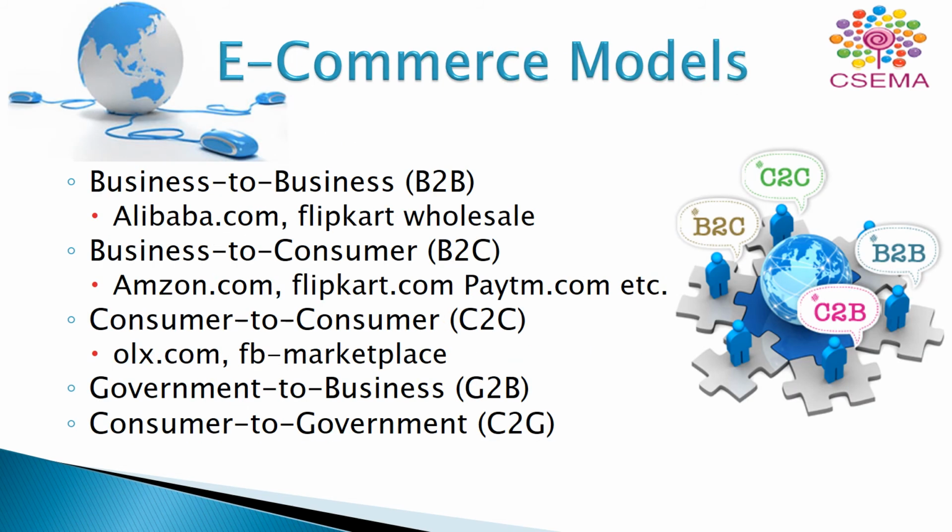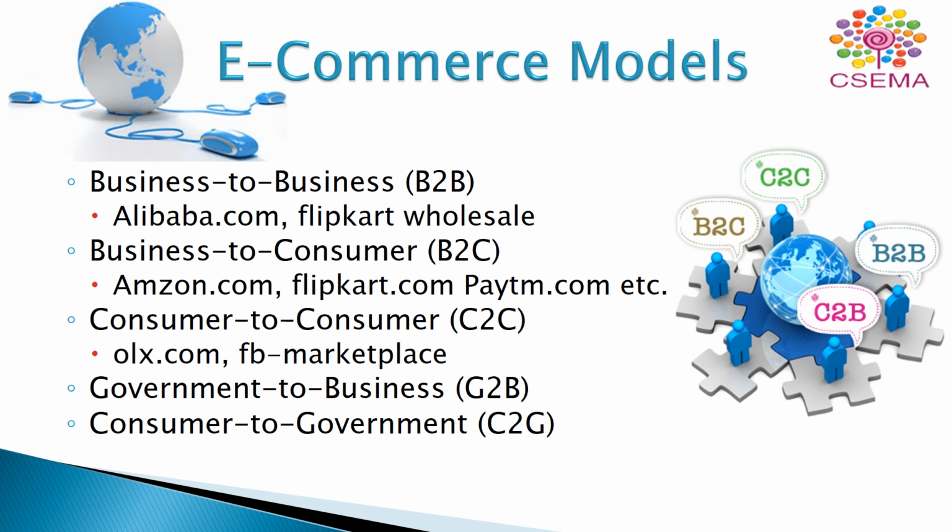And now the e-commerce models. As we know, e-commerce is classified by what kind of transaction it performs, or what kind of users or business parties are involved in the transactions. On the basis of this, we categorize e-commerce into 5 models. The first one is the business to business model. It is clear by name. In this model, two business parties interact with one another to share their products or services over the internet. The best examples of this B2B platform are Alibaba.com and Flipkart Wholesale.